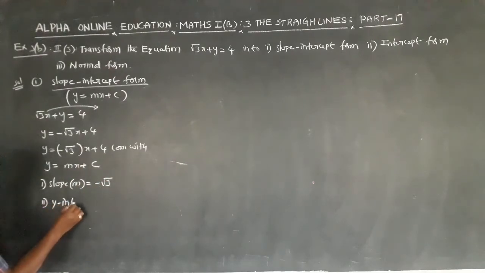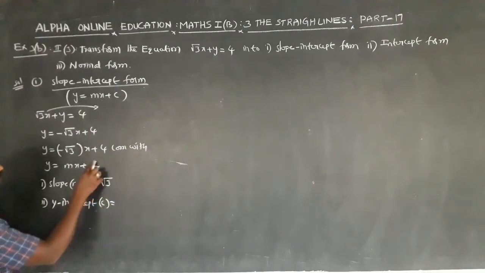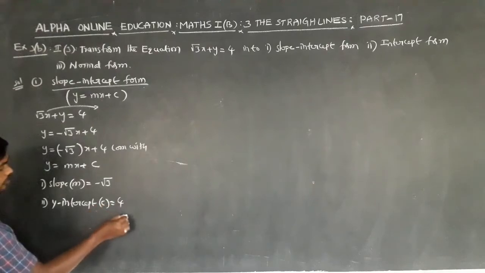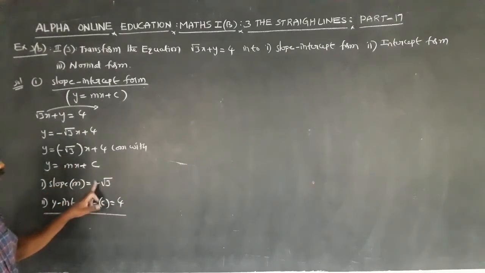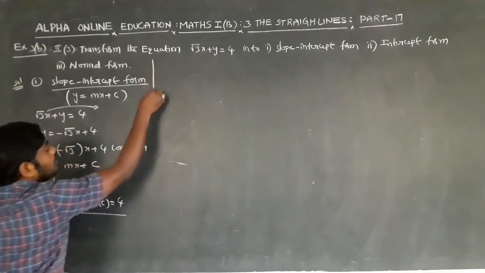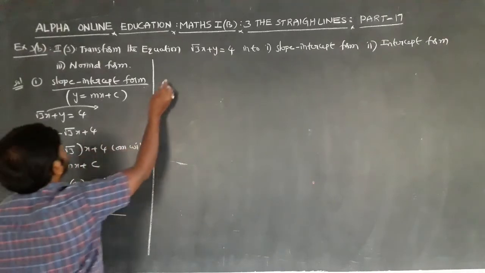Second one is the y-intercept, c = 4. Slope m = -√3, y-intercept c = 4. This is the slope intercept form.